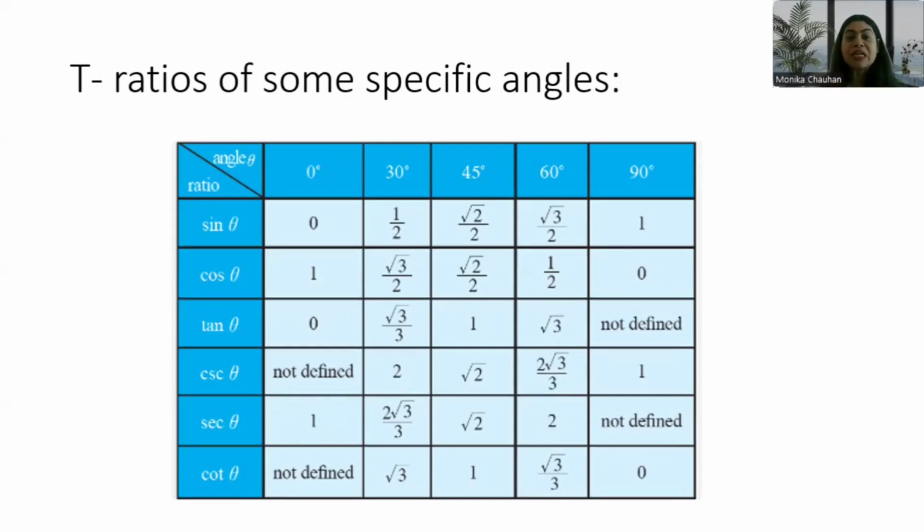So let's do it. Sine 0 is 0, sine 30 is 1 by 2, sine 45 is 1 by root 2. They have given you this, but you know rationalization, it becomes 1 upon root 2. Sine 60 is root 3 by 2 and sine 90 is 1.